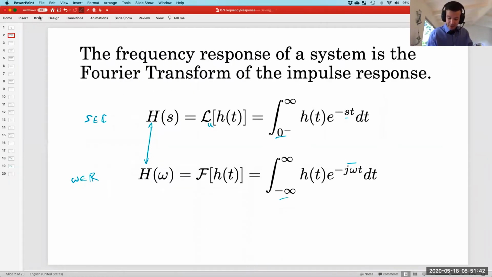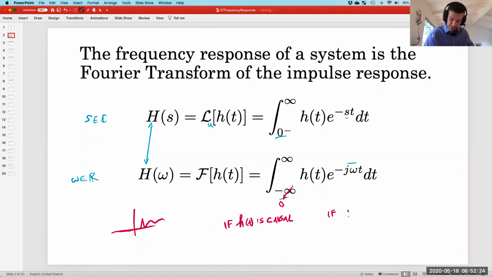In particular, if little h of t is causal, go ahead and knock the cobwebs off the signal classifications that you learned in the first week of 228. If h of t is causal, and remember all that means is it starts to the right of the origin, then this lower limit doesn't actually matter. If h of t is causal, then I lose nothing by setting that to 0, because I'm just chopping off a bunch of 0 stuff.